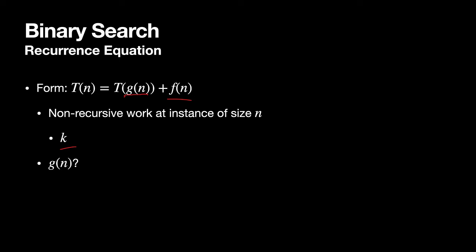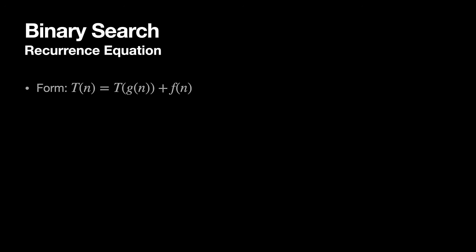Okay, so let's think about the g of n function. Based on the work we've done so far, it looks promising. It looks like it's cutting the work in half. It looks like the smaller subproblems are half the size of the original problem. Okay, so it looks like this is the form of our recurrence: T of n is equal to T of n over 2 plus k.